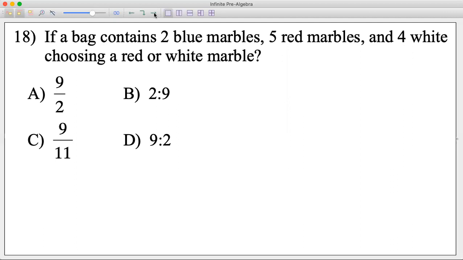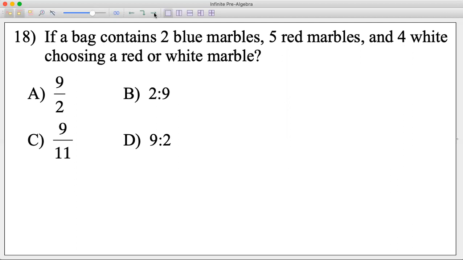Hey, what's the probability of A? A is red. 5 marbles out of 11. Plus the probability of white. 4 out of 11. And so therefore the answer is 9 over 11, which is C. Yes? So yes.